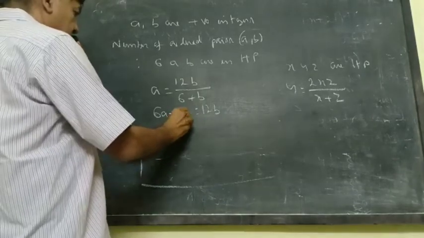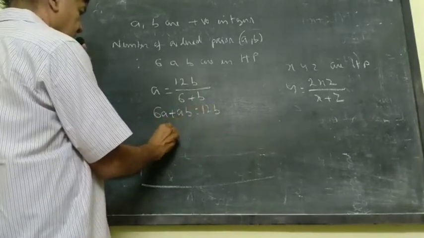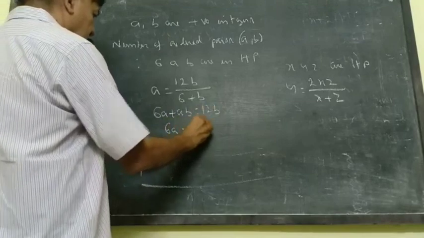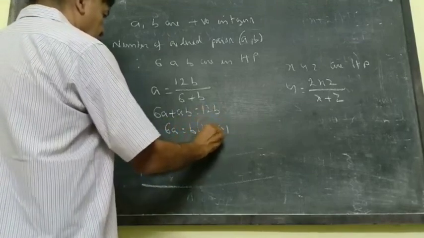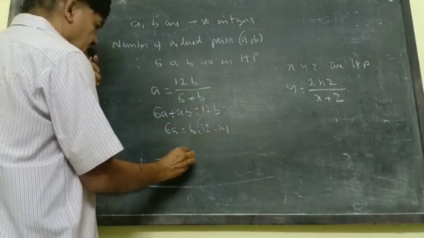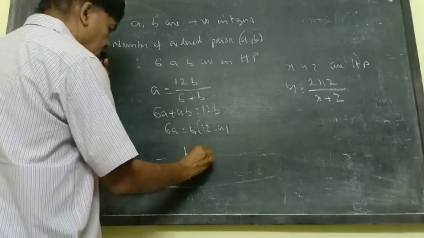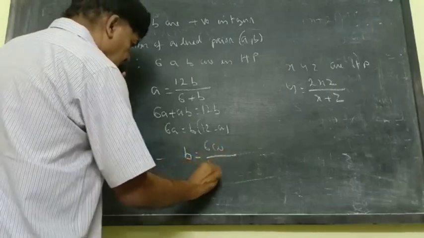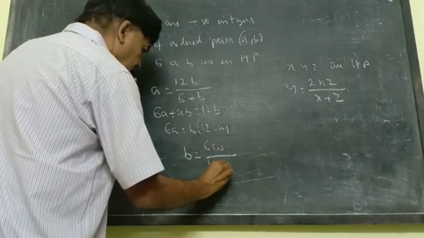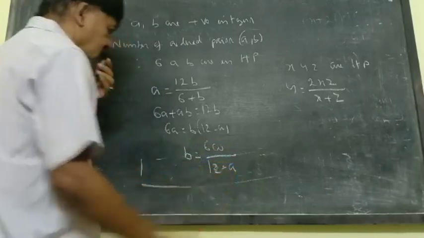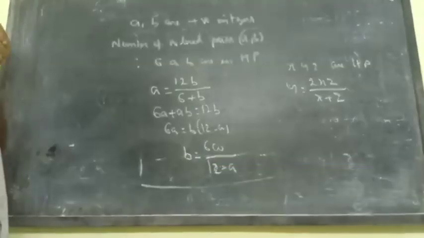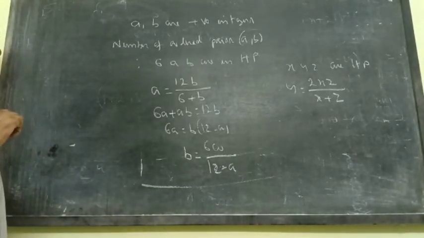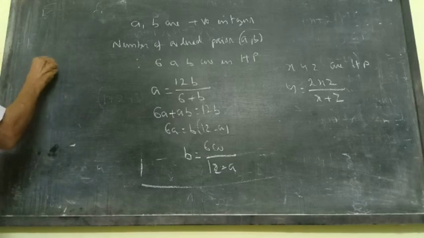So from this you send this to the side. 6a is equal to b into 12 minus a. So b is equal to 6a by 12 minus a. This is what you are going to get. Remember, a and b are positive integers. Now you have to inspect a values.